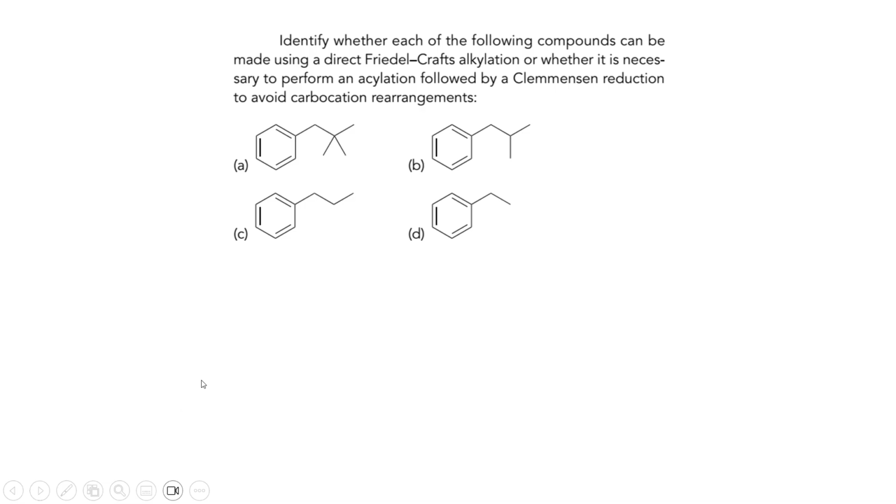Okay, let's wrap this video up with some practice problems related to Friedel-Crafts alkylation. It says identify whether each of the following compounds can be made using a direct Friedel-Crafts alkylation or whether it is necessary to perform a Friedel-Crafts acylation followed by a Clemmensen reduction to avoid carbocation rearrangements.